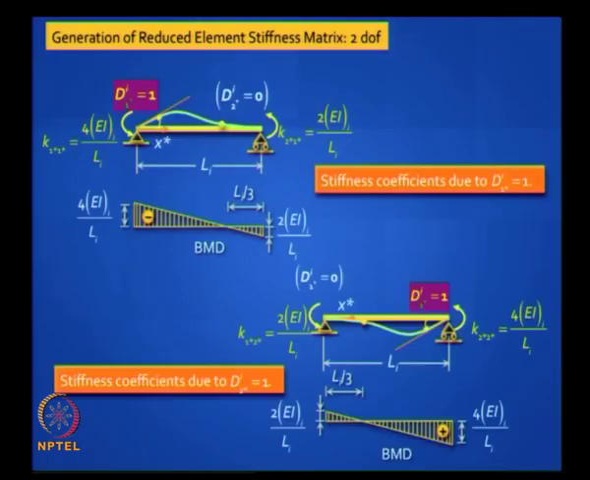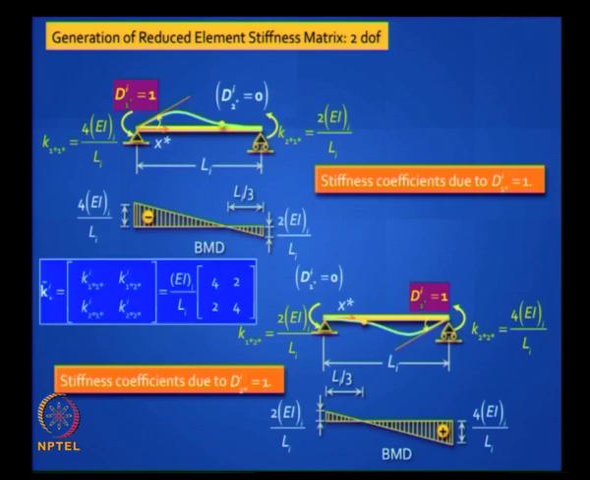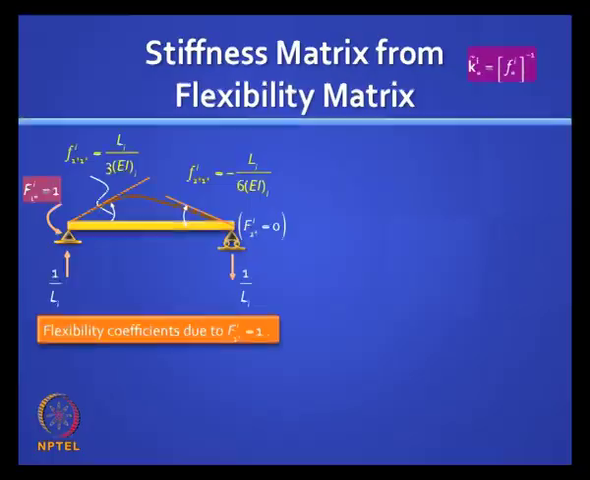Clear? If you now do D2 star equal to 1, you get a similar figure, and from this you can generate your element stiffness matrix. Is it clear? Very easy and very easy to remember: 4 EI by L, 2 EI by L, 2 EI by L, 4 EI by L, no minus signs here. Clear? Easy. Okay. Now you can also do it from the flexibility matrix, because if you invert the flexibility matrix, you get the reduced element stiffness matrix.